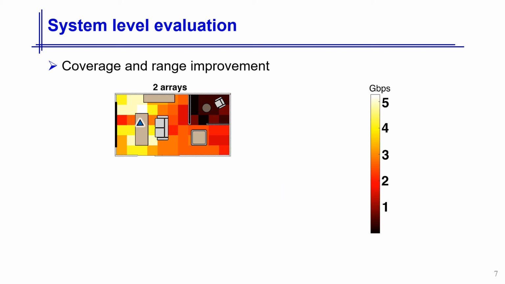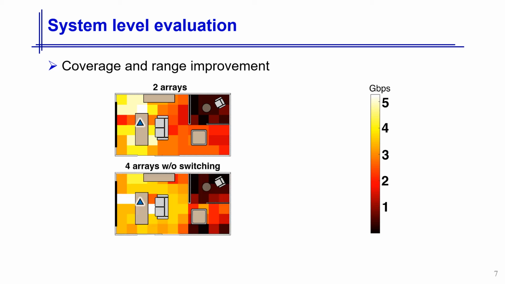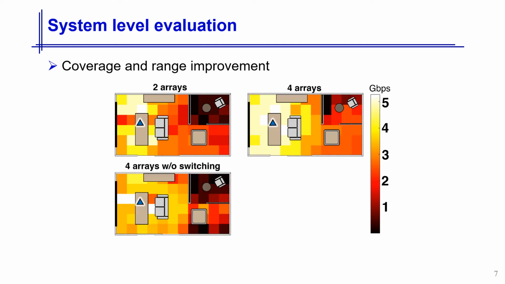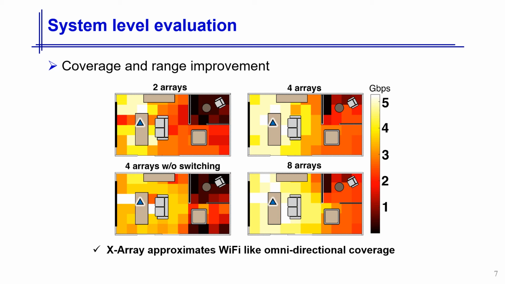To verify whether X-ray effectively exploits the coverage advantages of APA, we conduct experiments with different numbers of arrays and by disabling or enabling its design components in a typical indoor scenario. We evaluate the case with 2, 4, and 8 arrays running X-ray, and a case with 4 arrays by disabling the array selection and co-phasing.